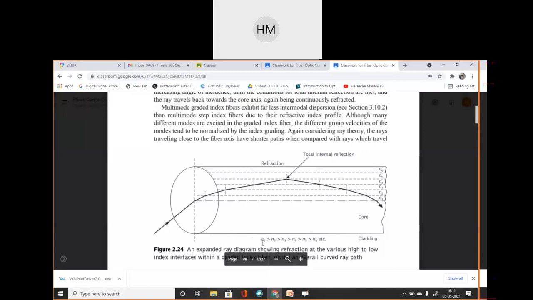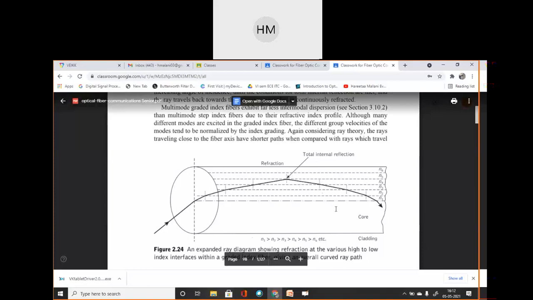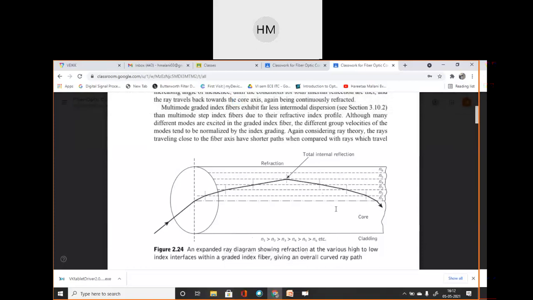N2 is constant, okay? So you draw this diagram and you can see at each interface, the ray is propagating. Okay? After that, there is a TIR, total internal reflection, and the ray is moving along the length of the fiber. Clear? So when alpha is infinity, the fiber acts as a step index fiber profile. Okay?